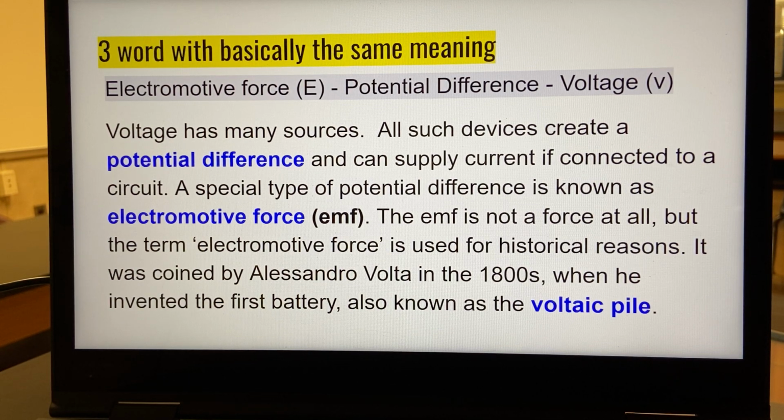A special type of potential difference is known as electromotive force. The EMF is not a force at all, though. It is a term, electromotive force, that came about due to historical reasons. It was coined by Alessandro Volta in the 1800s. It is why we use the unit of volts to measure the potential difference or the electromotive force. So we use voltage because it came throughout history from the name of the man who first coined the expression electromotive force.